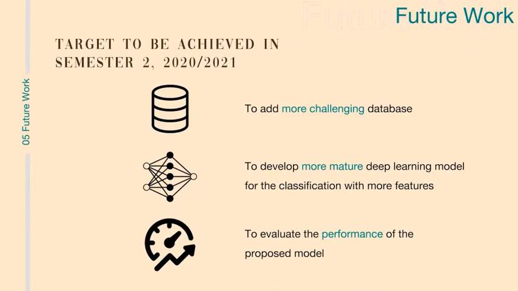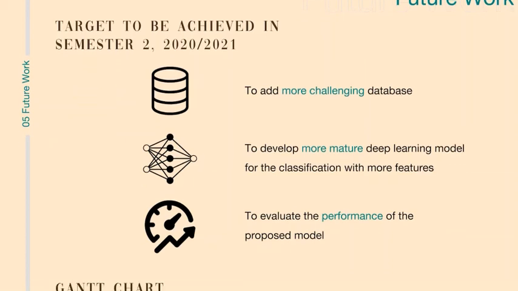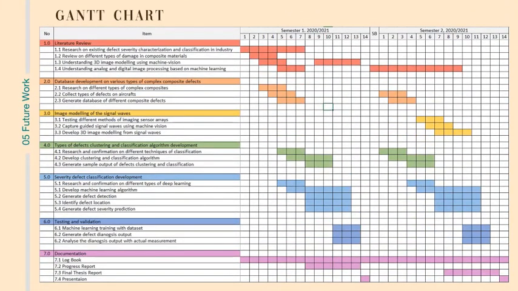There is some future work to be done in the next semester. First, to add a more challenging database with different defect sizes and locations. Second, to develop a more mature deep learning model for the classification with more features. And third, to evaluate the performance of the proposed model with more testing sets, as the testing set during this semester is small due to limited resources. Below is the Gantt chart for the whole final year project. The progress is still on track until now.